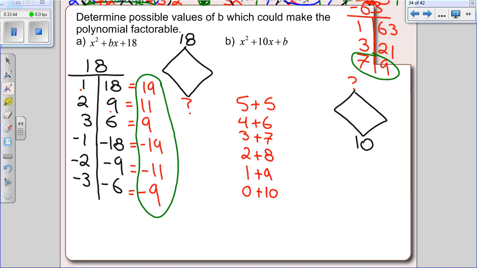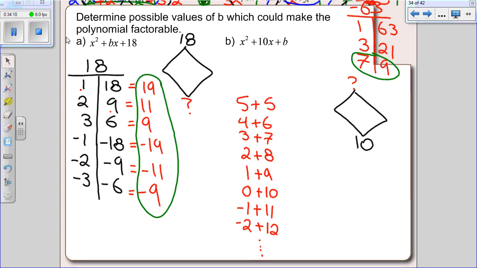So if I was to ask you how many possible things can I put into the top of this diamond, into my c value here, the answer would be an infinite number of things. So it's not your answer. Your answer would be infinite. So how many possible values? You would say an infinite number of values. I would just write infinite.